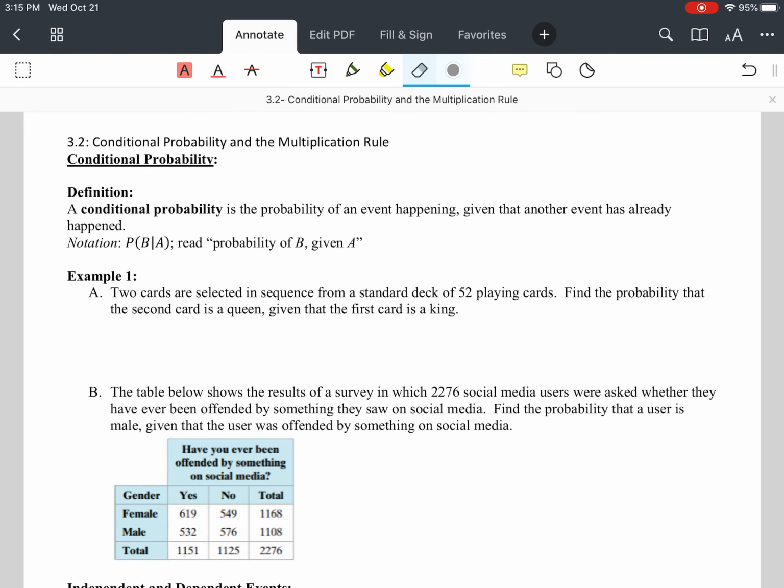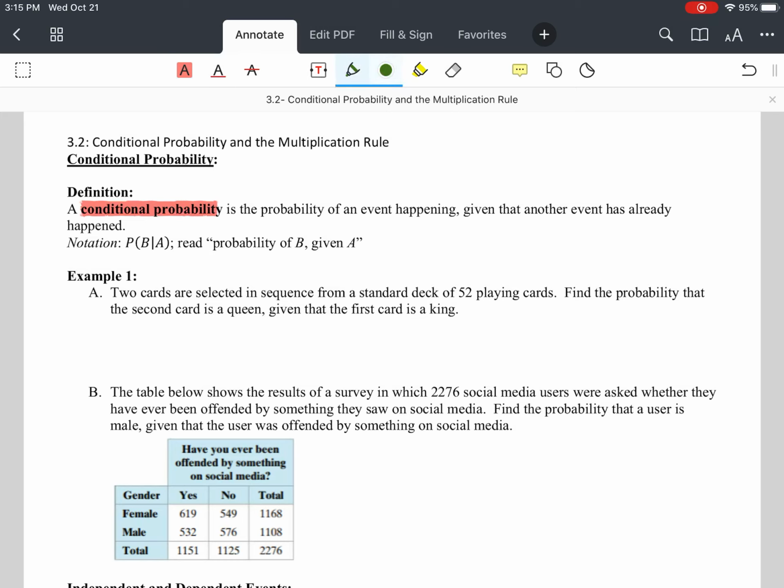Okay, so in this section, we're going to be talking about conditional probability and the multiplication rule. I want to start off with a definition. The definition of a conditional probability is simply that it's the probability of an event happening given that something else has already happened. So you have a condition, something has happened that's affecting whether something else is happening.